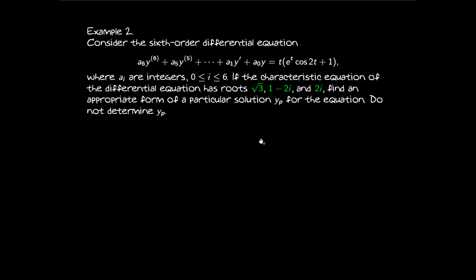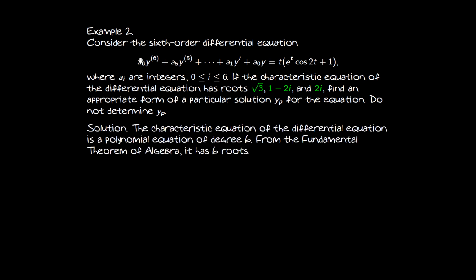Well, this problem looks incomplete because we understand the characteristic equation for this problem is going to be a polynomial of degree 6, right? Because the 6th order is going to be a 6th degree. And then from the fundamental theorem of algebra, we know the characteristic equation is going to have 6 roots, but now we have only 3 of them. So that's why I said it looks like an incomplete problem.